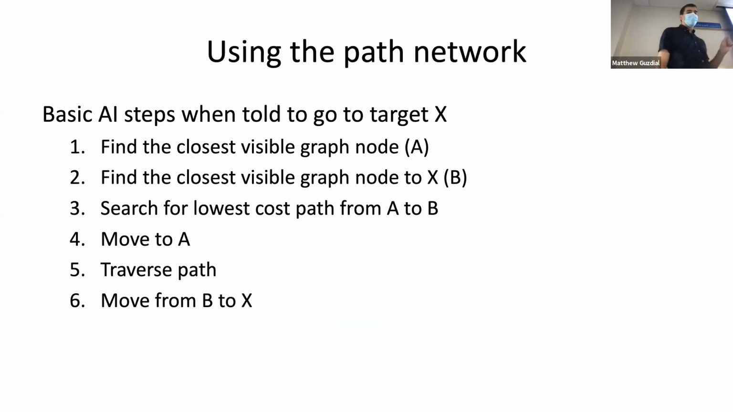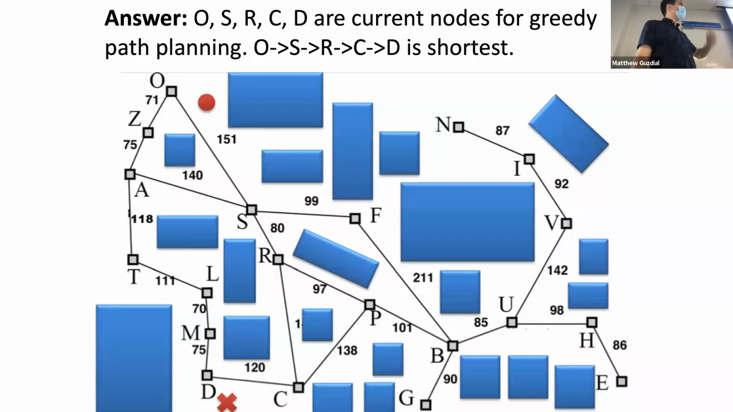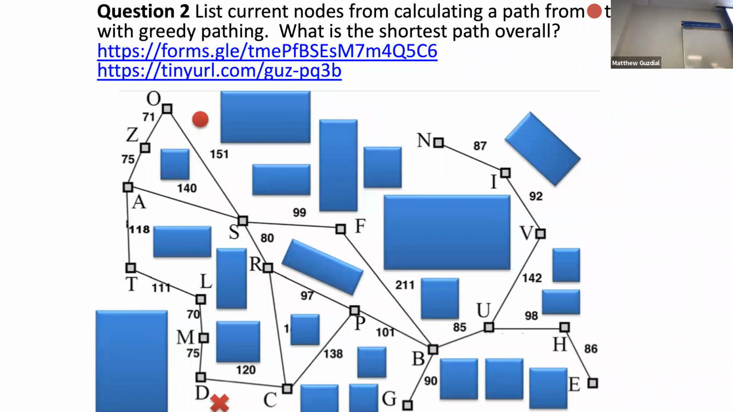We need to find the closest visible graph node to X. The closest visible graph node to X is D. So very close. It should be OSRCD. So that matters, right? Because what it's saying is we can't assume with a path network that we can safely move from C to X. We just can't know. But we generally can assume that we can go from the closest node to the goal position. All right.